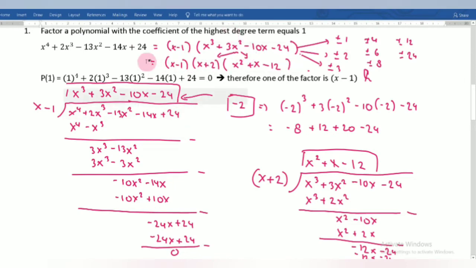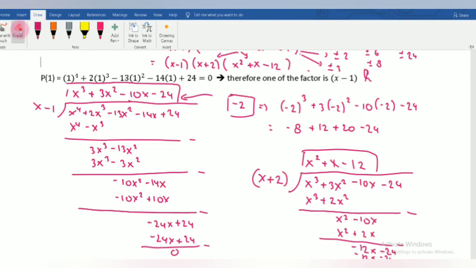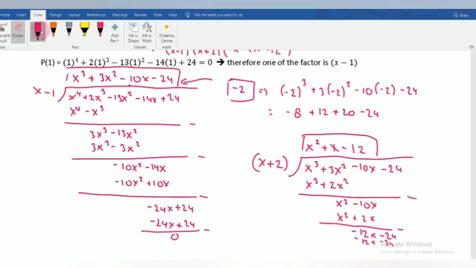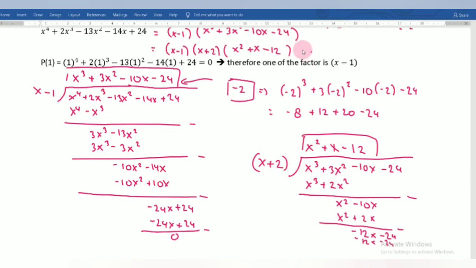Should we just find them by trial and error one by one? Actually, we can factor it completely, since of course we can easily factor this one, right? So it will be x minus 1 multiplied by x plus 2. This one is x plus 4 multiplied by x minus 3. So yeah, this is another approach to factor this polynomial completely.